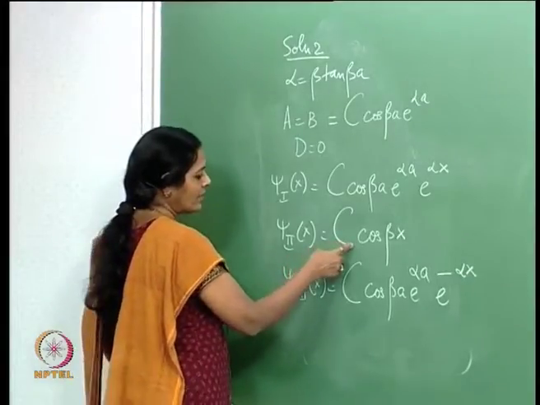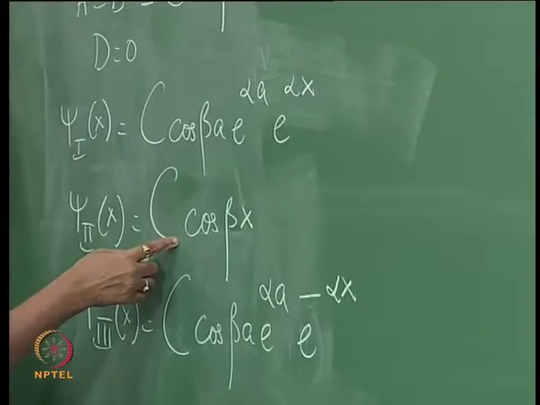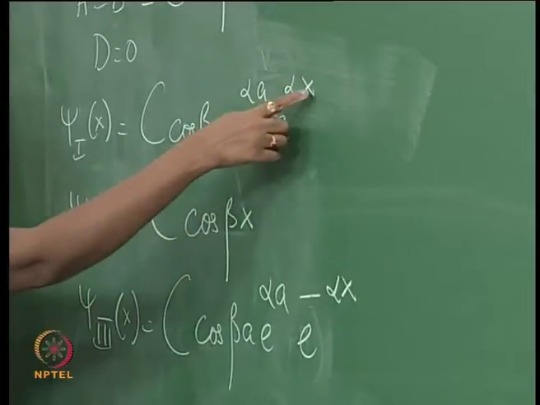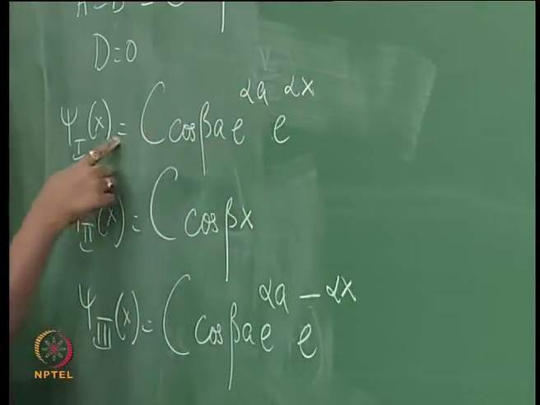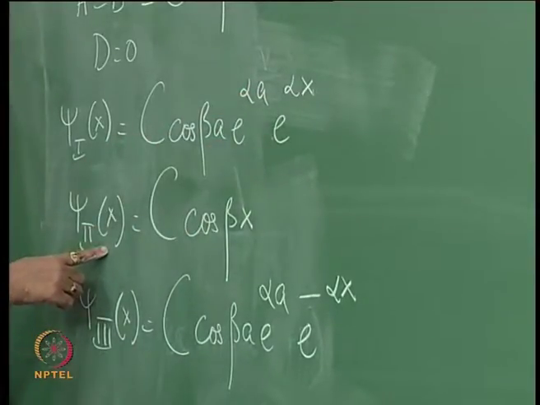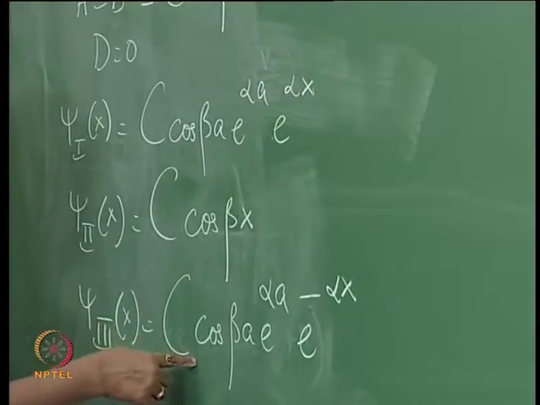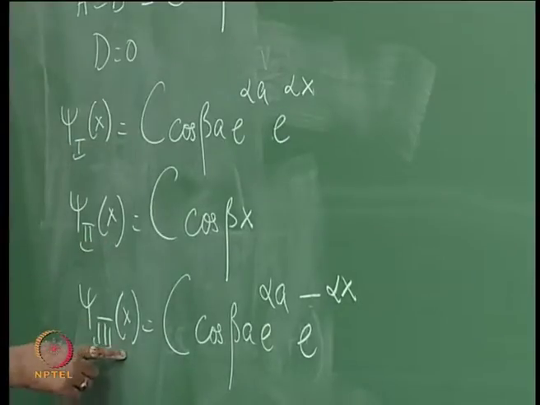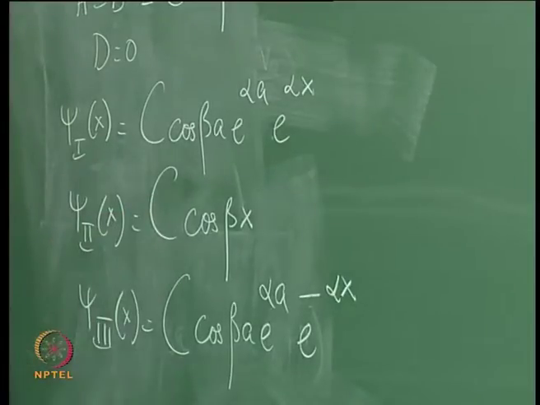There is another check. When x is equal to minus a, psi 1 of x matches with psi 2 of x, which is the way it should be. And when x is equal to plus a, psi 2 of x matches with psi 3 of x. We can also check that the derivatives match. There is a very interesting feature that comes out here.